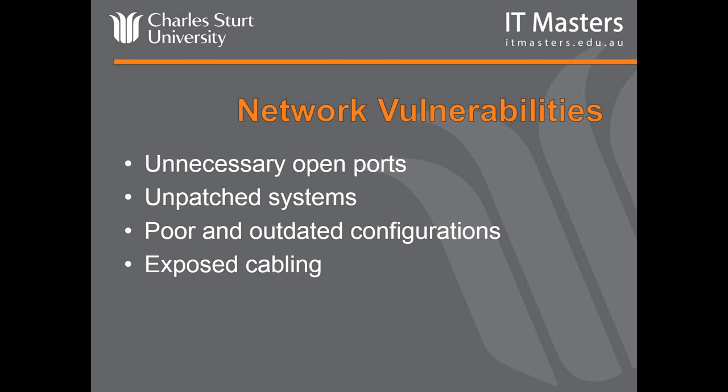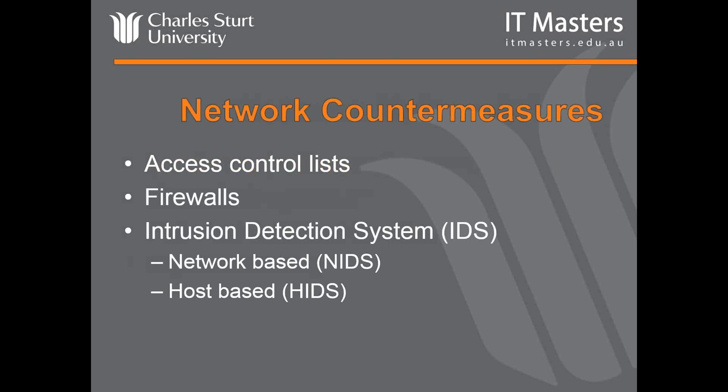Okay, so unpatched systems are a problem as well. If we have these patches out there, load them. And if not, use firewalls, whether it's a host firewall or whatever else, so you don't have an open port to the world. Next problem, poor and outdated configurations. Plenty of routers sitting out there on the internet that no one's looked at. Exposed cabling. I've been to many places where you can plug in equipment and get onto the network. Now, how do we protect against this?